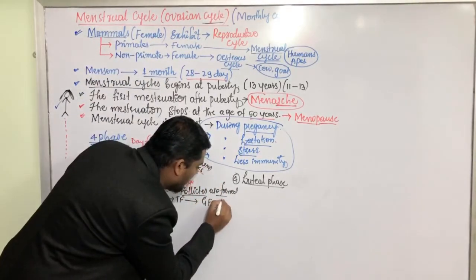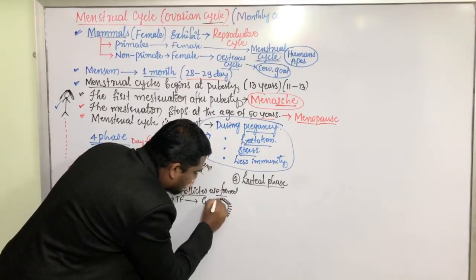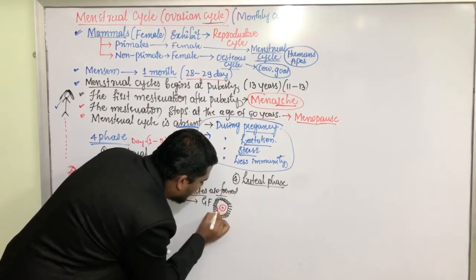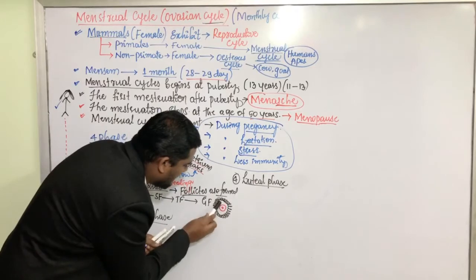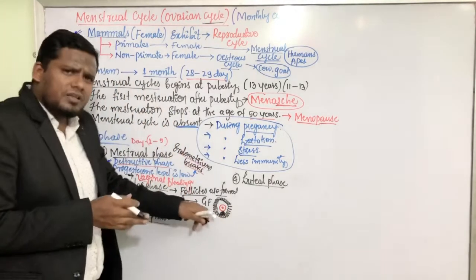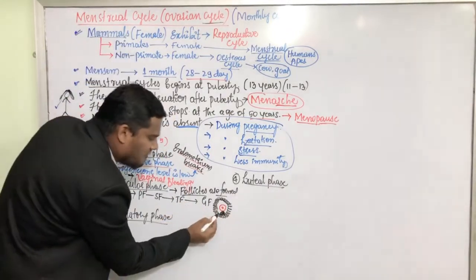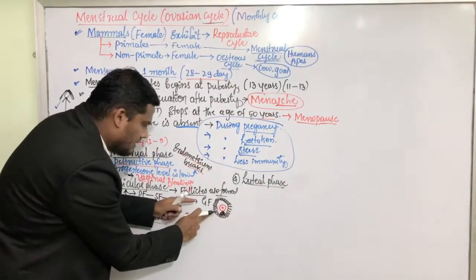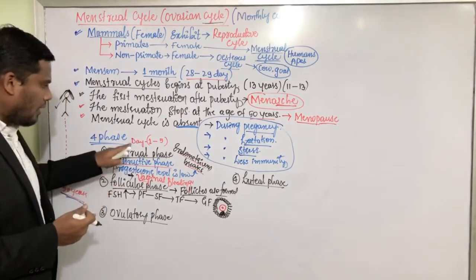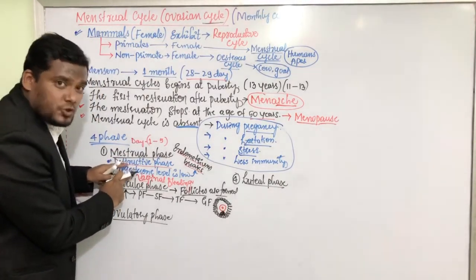How is the Graafian follicle structured? This is the Graafian follicle structure, my dear friends. At the center, we have the ovum located here, and this is the cavity which is called the antrum, and they are the granulosa cells. We have discussed all these structures in our previous videos. Now this Graafian follicle is the mature follicle. So from day 1 to day 5, it is a bleeding stage. It is the menstrual phase.